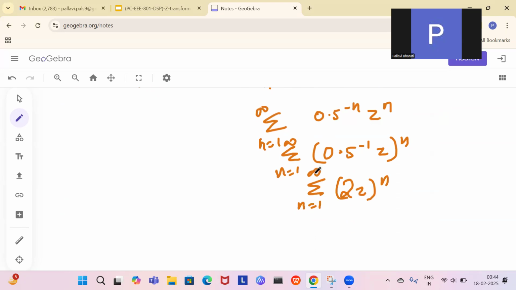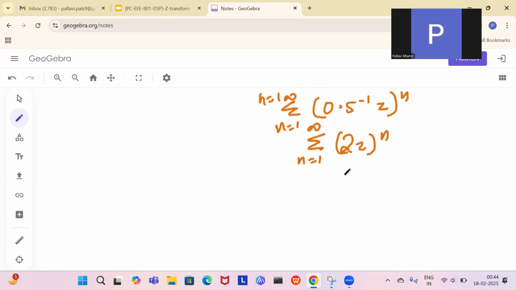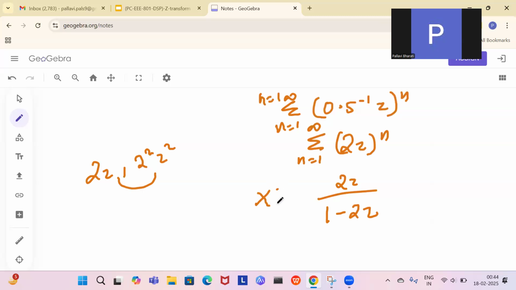If you put the value of n is equal to 1, your first term is going to be 2z. And the common ratio is going to be how much? See, the first term is 2z. Second term is what? 2 square z square. Divide it with this, what you will get is 2z. So the sum is 2z by 1 minus 2z. This is your z transform.